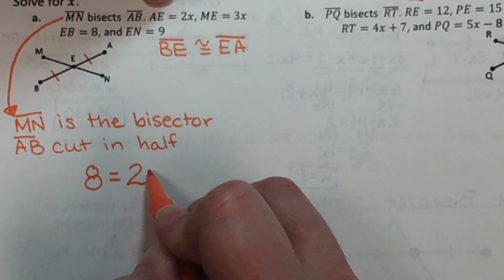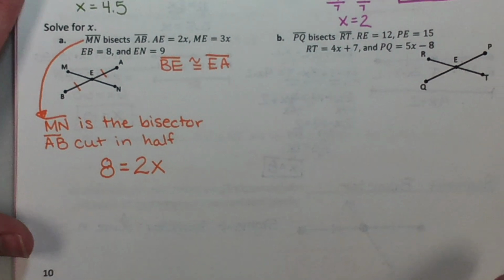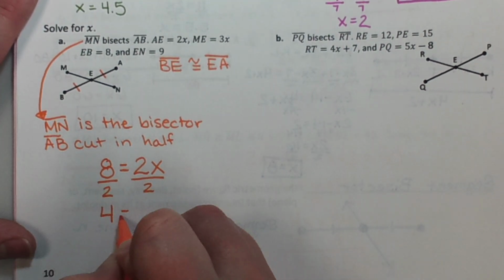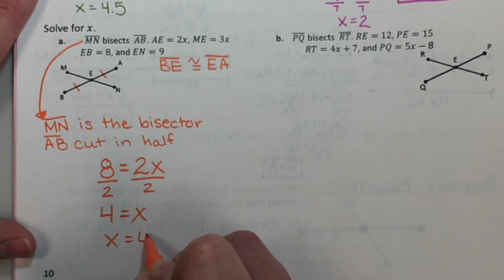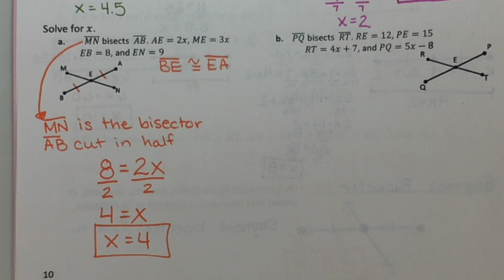You were just ahead of us. Yeah, I finished. Solving for x. x is 4. Once you're solving these, you're doing the same thing. You just have to be careful on which one got cut in half.